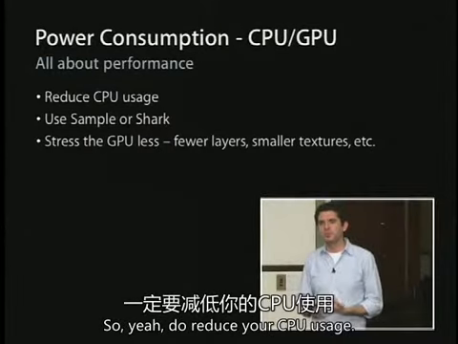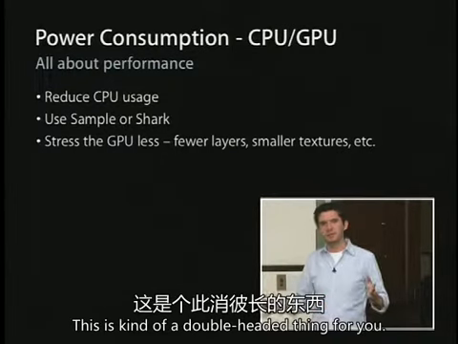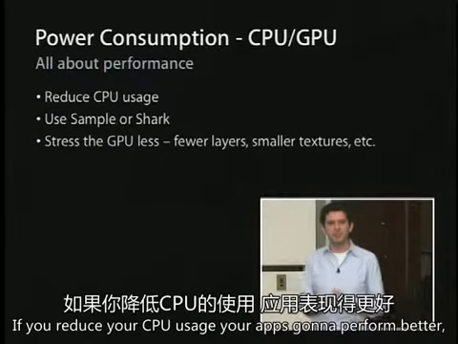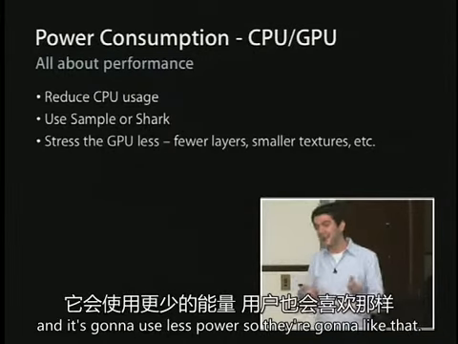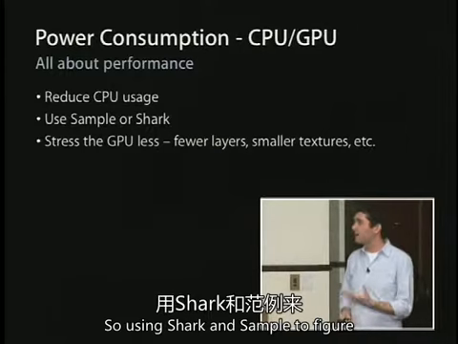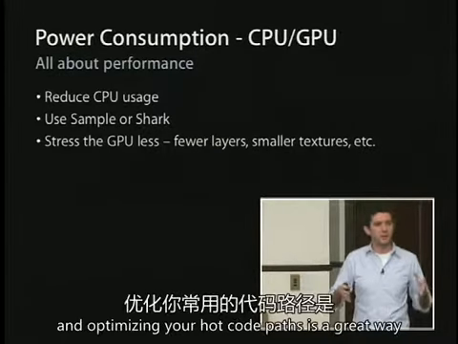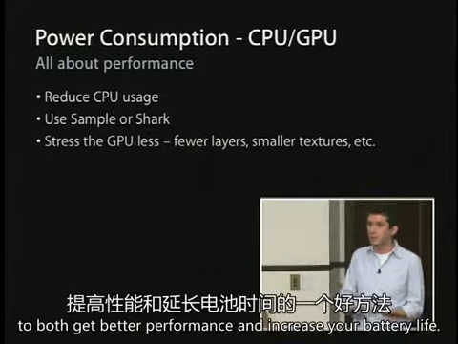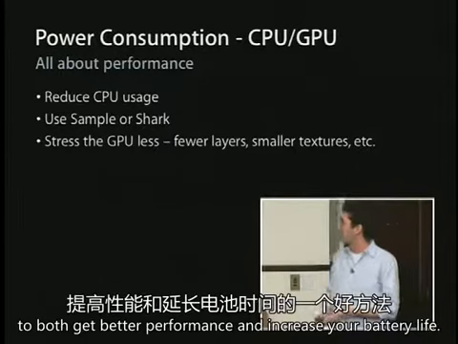Do reduce your CPU usage. This is kind of a double-headed thing for you. If you reduce your CPU usage, your app's going to perform better, so your users are going to like that, and it's going to use less power, so they're going to like that. So, using Shark and Sample to figure out where you're spending all your time and optimizing your hot code paths is a great way to both get better performance and increase your battery life.